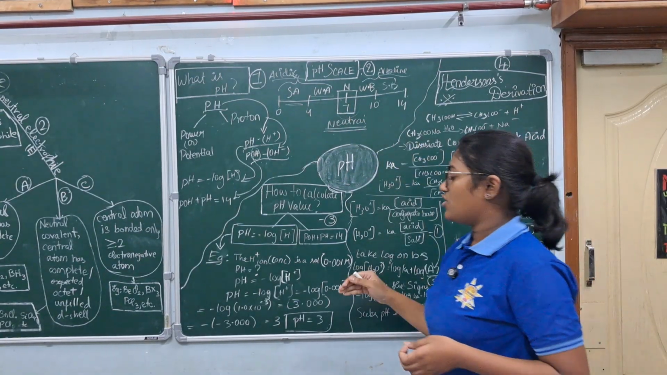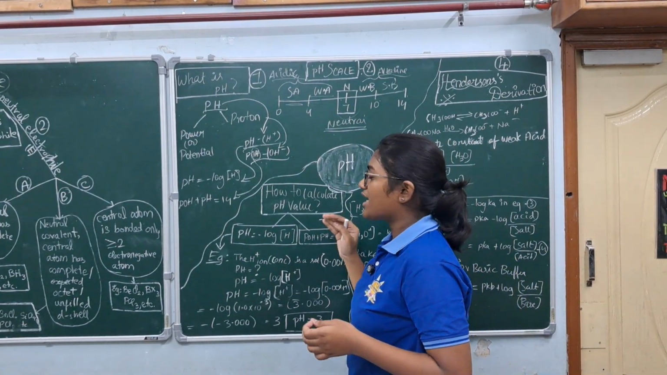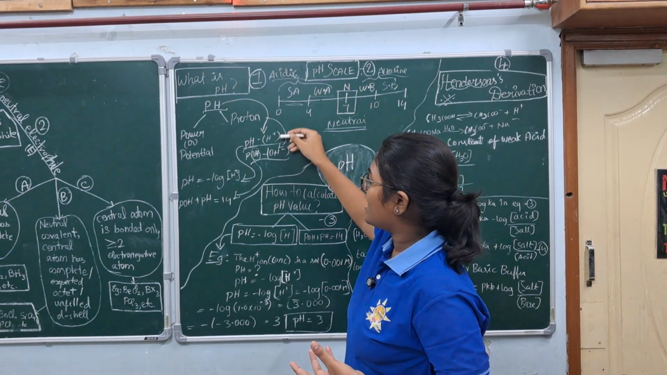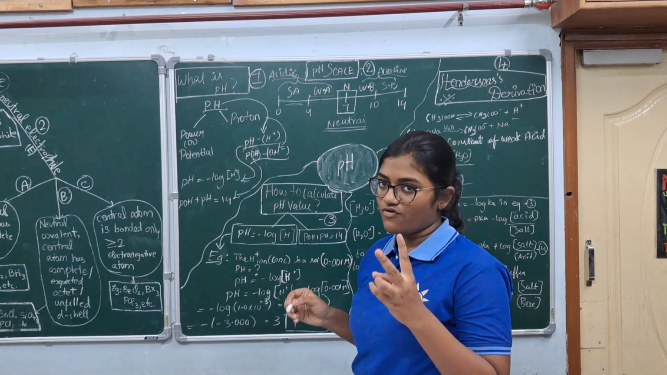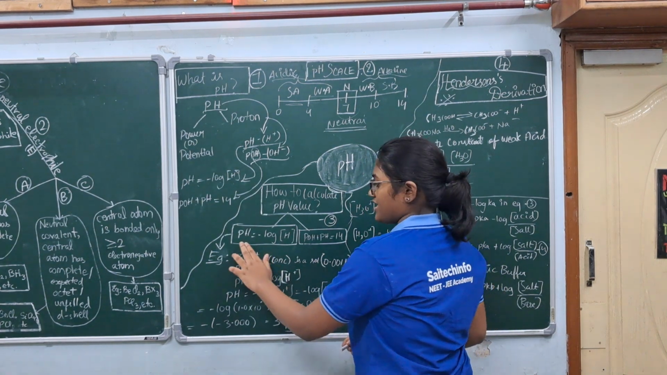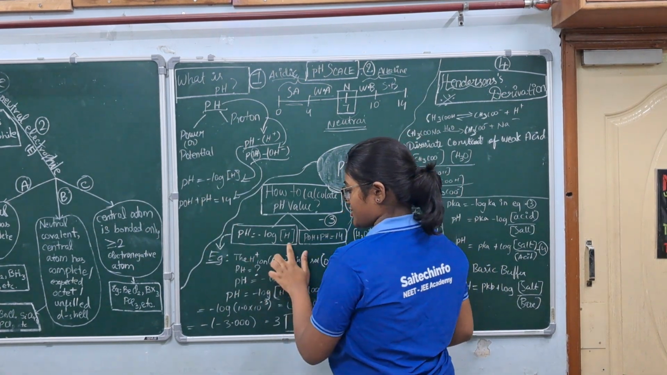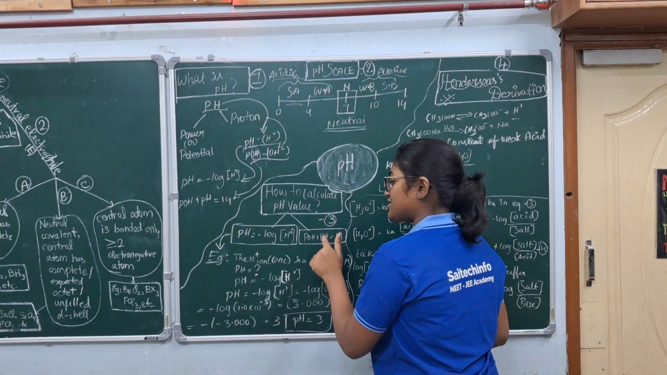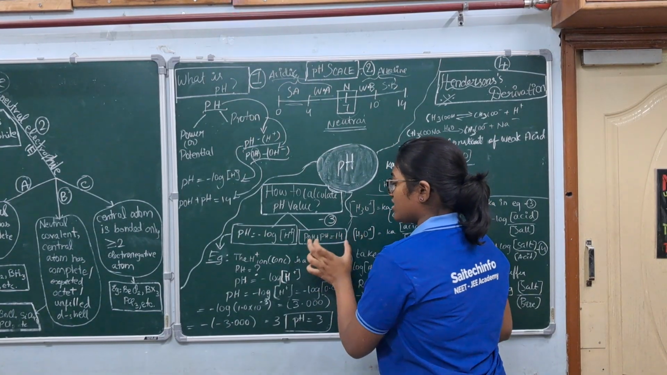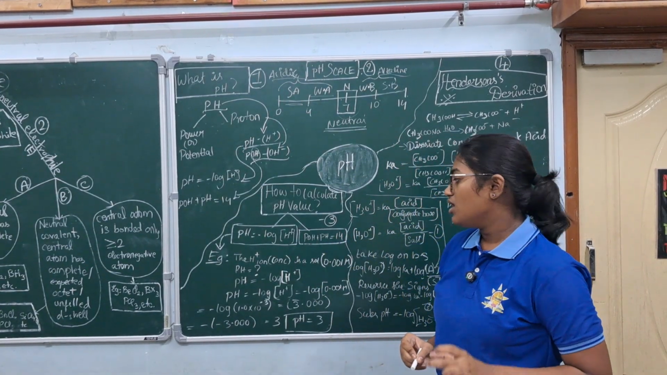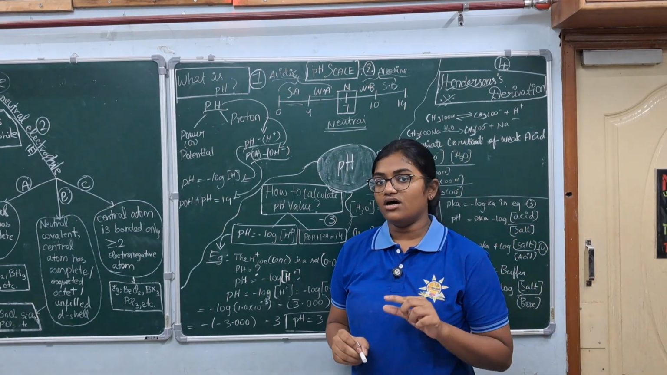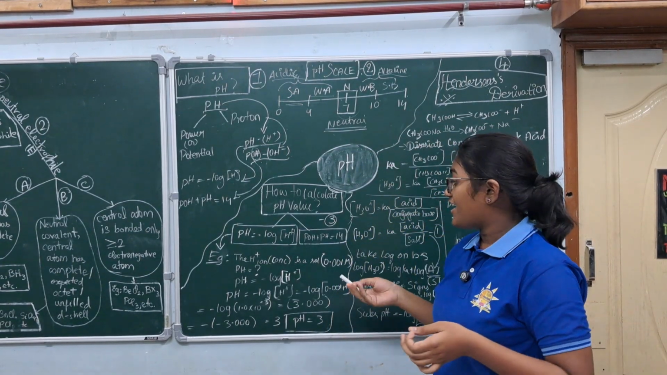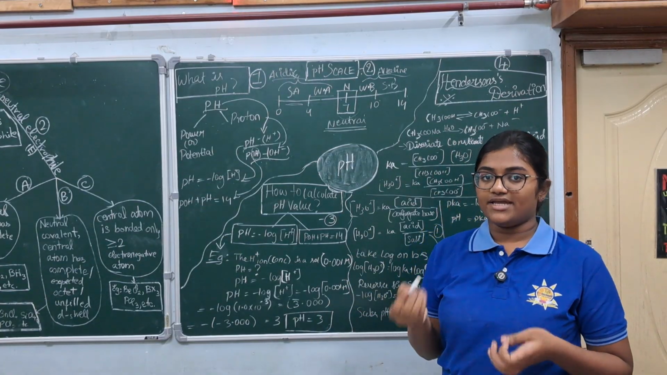Moving on to the third topic, how to calculate pH value, which is very important. As I said earlier, we have two different aspects and two different formulas: pH is equal to minus log H plus, and pOH plus pH is equal to 14. You can find the pH and use it to find the pOH value, or find the pOH and use it to find the pH value.